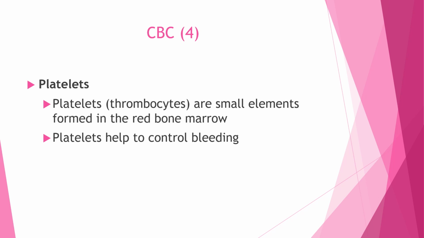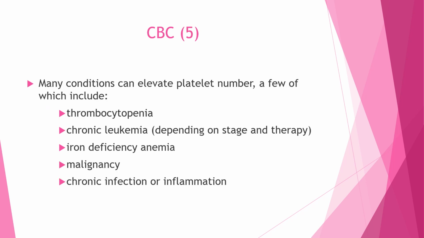Platelets. Platelets, thrombocytes, are small elements formed in the red bone marrow, and they will help to control bleeding. So, many conditions can elevate a platelet number. A few of them may include thrombocytopenia, chronic leukemia, depending on the stage and then the therapy, iron deficiency anemia, malignancy, and then chronic infections or inflammations. All will elevate the platelet number.